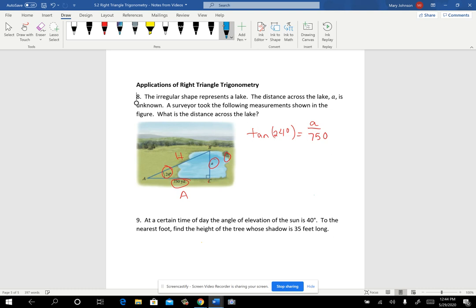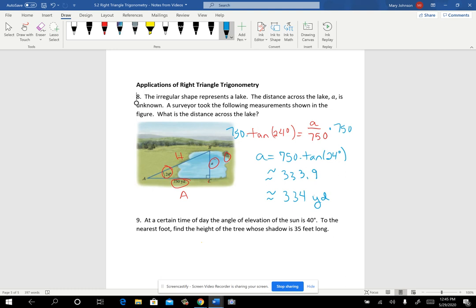And then the rest of the problem is just solving that. So you multiply by 750. So we know a equals 750 times the tangent of 24 degrees. And then make sure your calculator is in degree mode. When you type it in, you get like 333.92, etc. This is a pretty imprecise measurement. You don't have to be so exact. They didn't tell us specifically, but it'd probably be fine to round to the nearest yard. So it's about 334 yards across the lake.